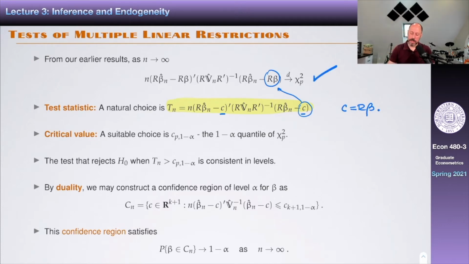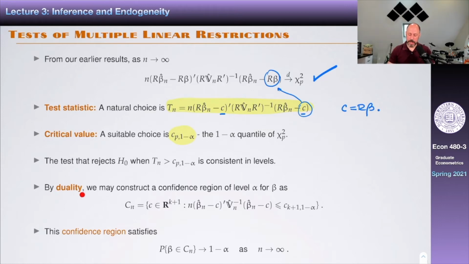Given this, the suitable choice of critical value is the 1 minus alpha quantile of a chi-square distribution with degrees of freedom p. I'm going to denote that as c_p,1-alpha, the 1 minus alpha quantile of a chi-square distribution with p degrees of freedom. And the test rejects the null hypothesis when the test statistic is greater than this critical value. That's exactly what we defined before as our families of test statistics.